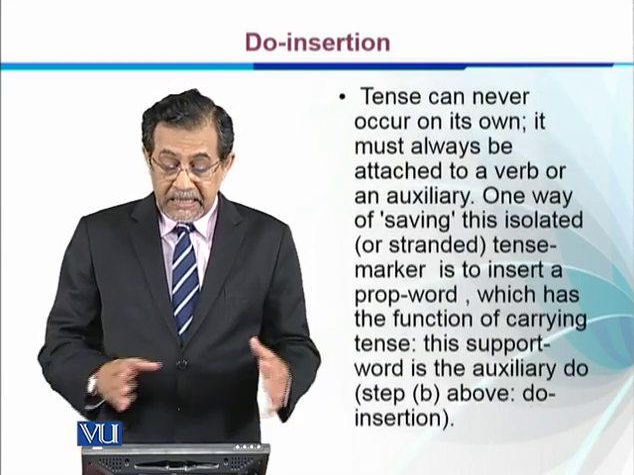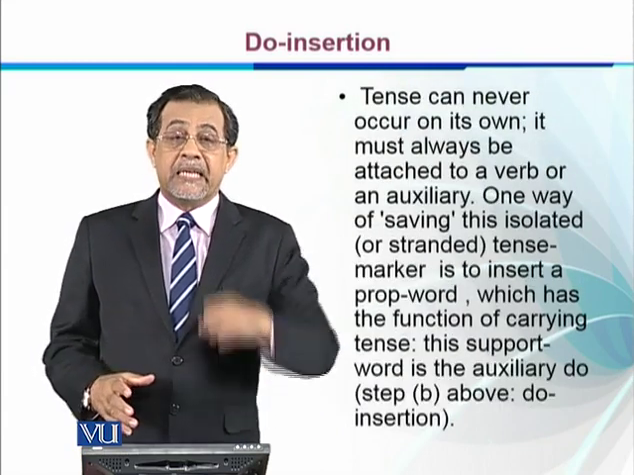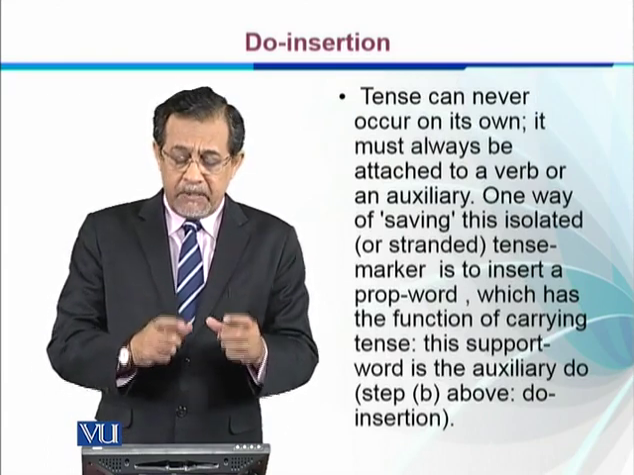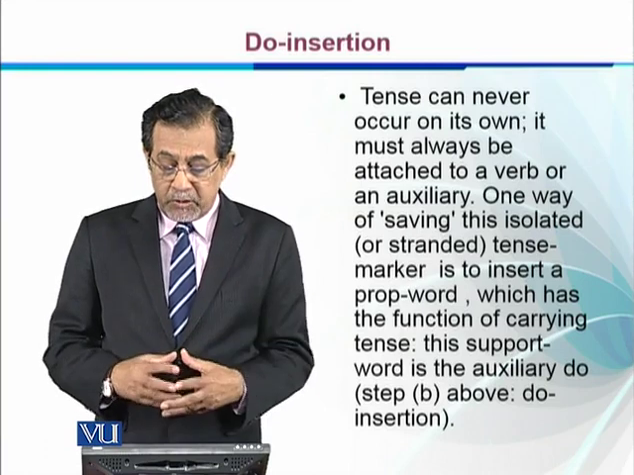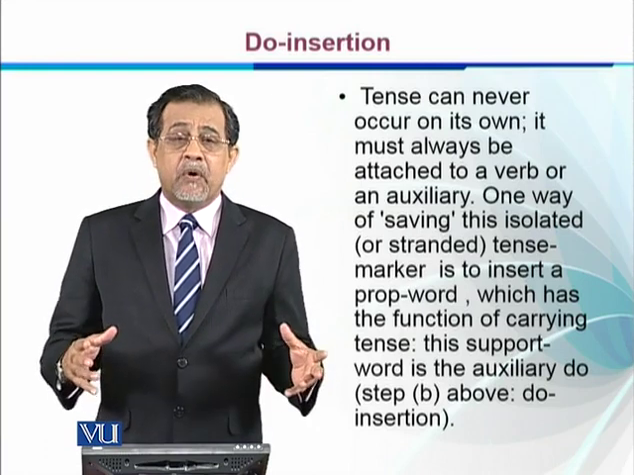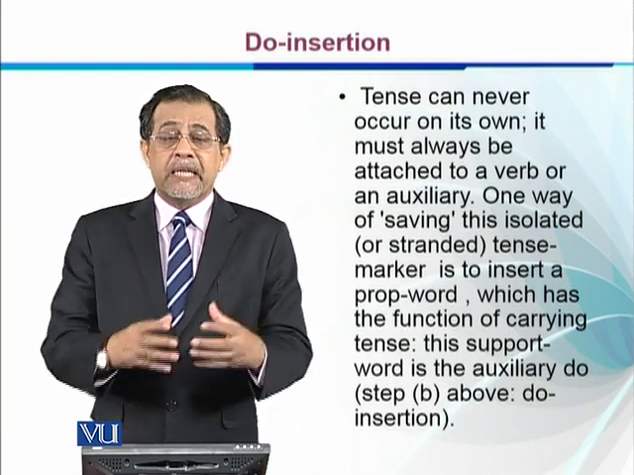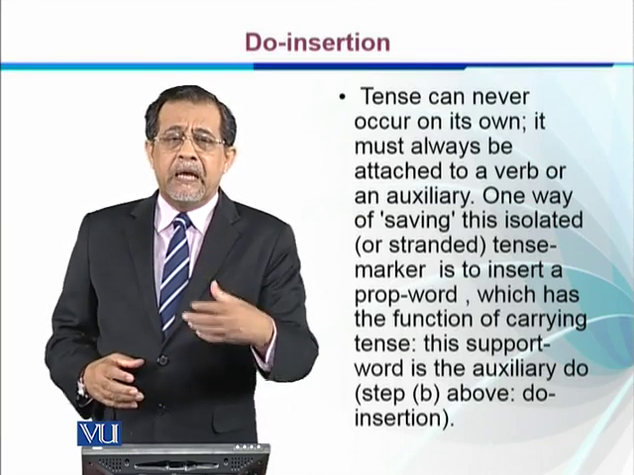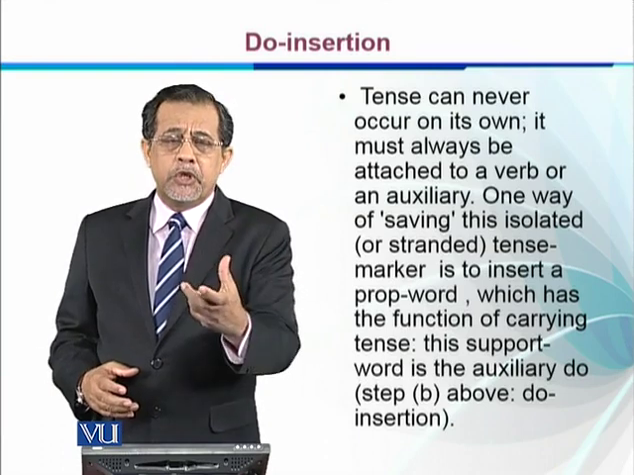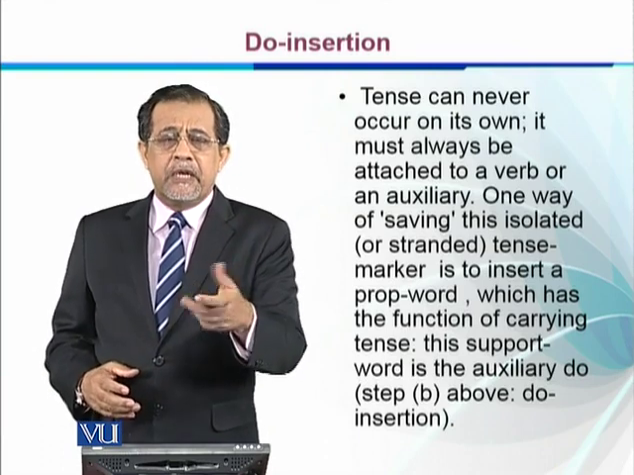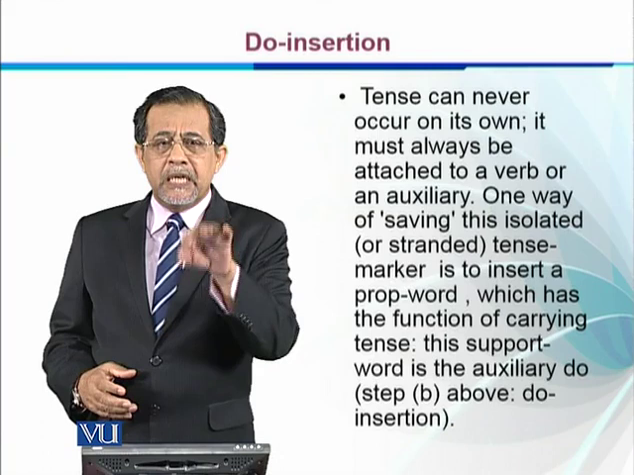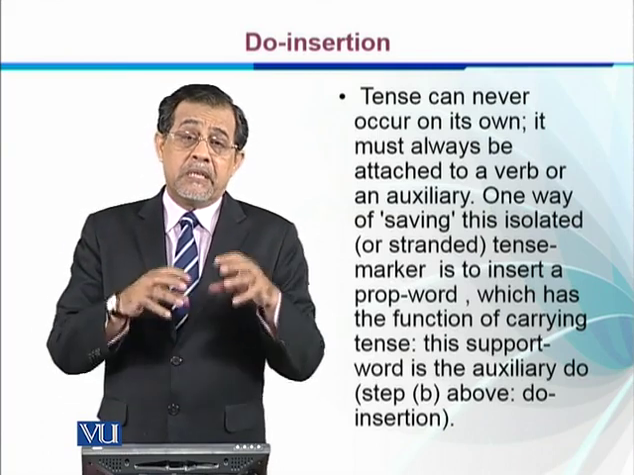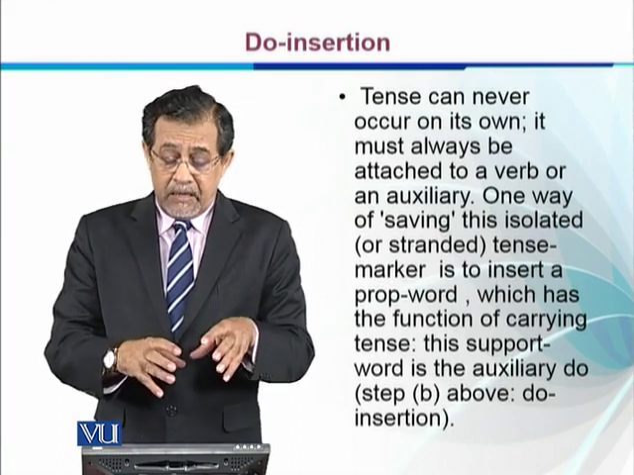So tense can never occur on its own. Tense needs some visible word. It must always be attached to a verb or an auxiliary. We know tense through an auxiliary or through a verb. For example, if we have he teaches or they teach, right? We know that tense is in the verb, right? Or he is teaching, we know that tense is in the auxiliary is, right?